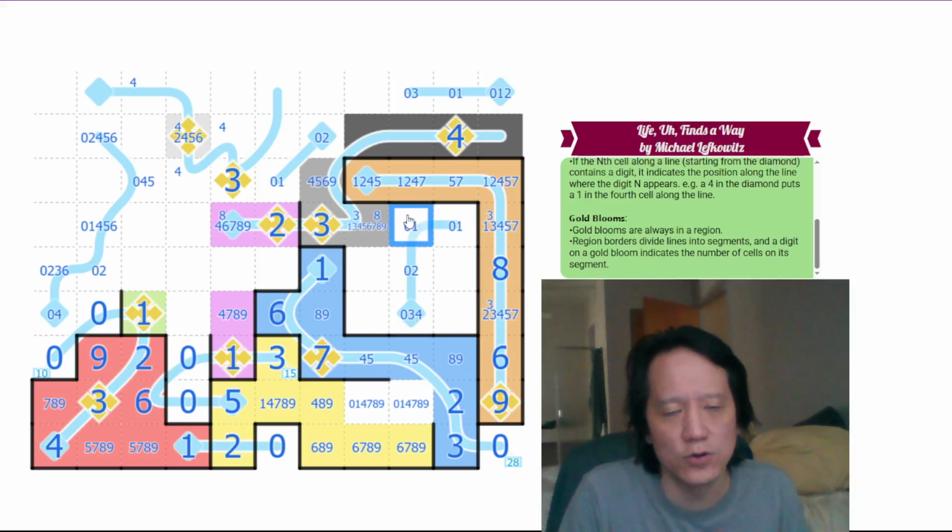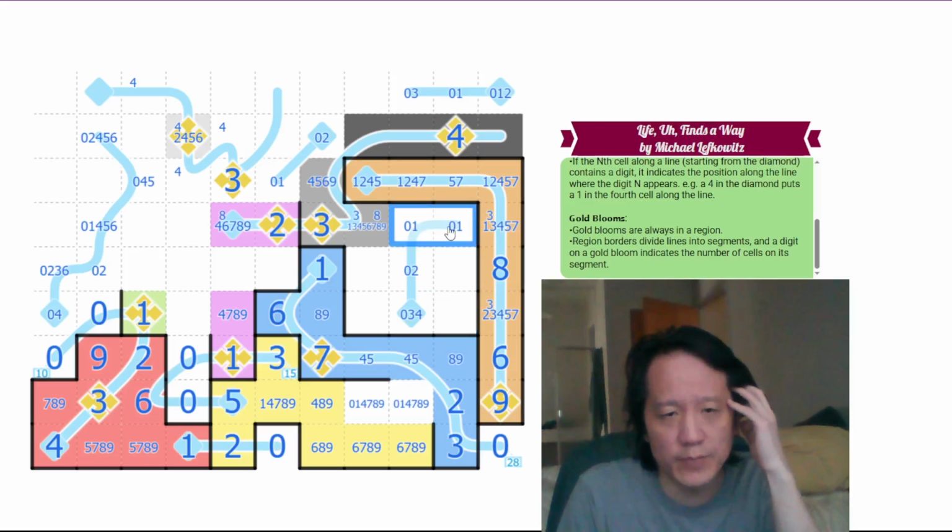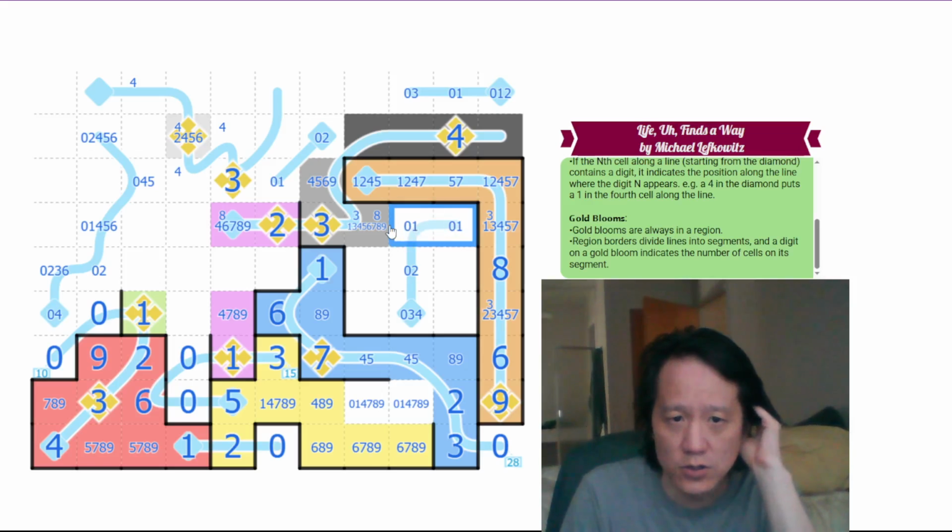So either 3 or 4 is in 1, or none of them are. So it cannot be both of these are in the same region. Right? The 3 cannot be here or here. 2 can't be here, so this can't be 2. 4 can't be here. 4 cannot be in the third spot, because then that would force this to be 3. This can't be 2 or 3, so this is 0 or 1. This is 0 or 1. So either they're both missing, or 1 is here.